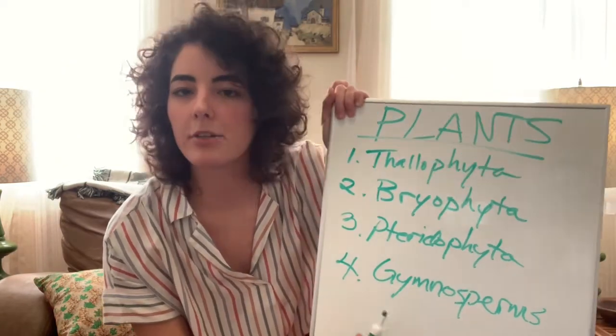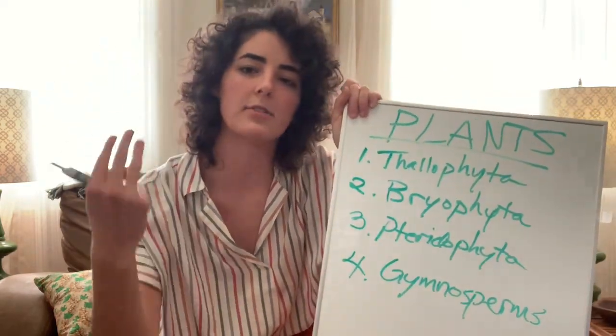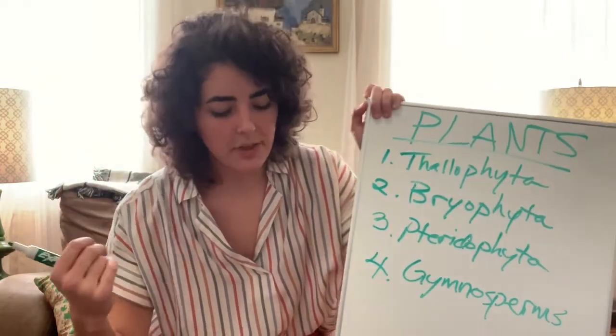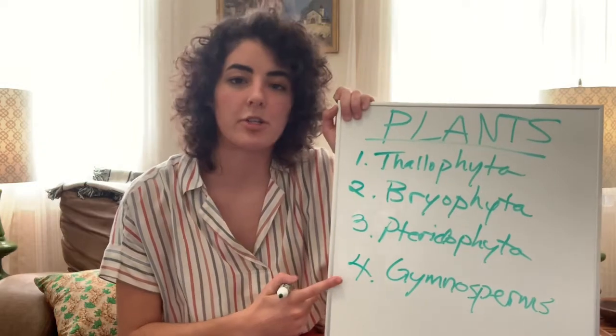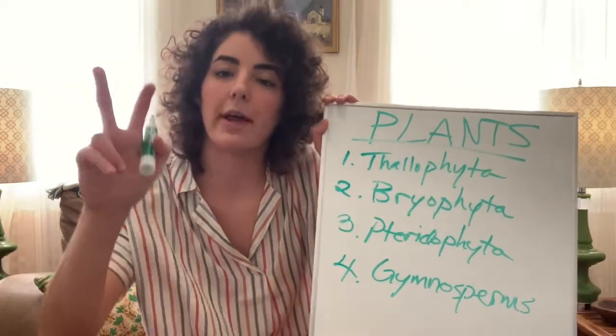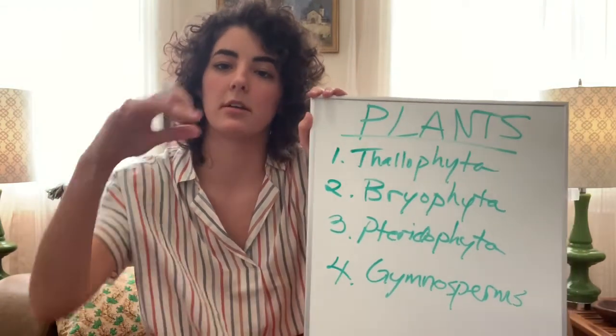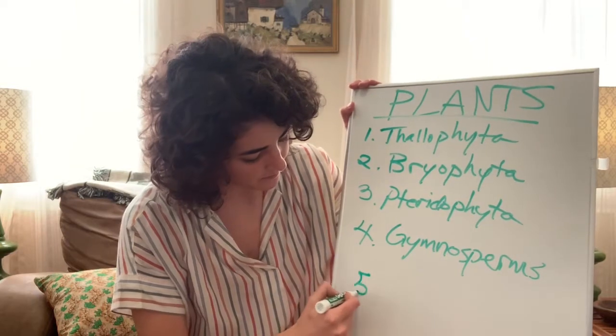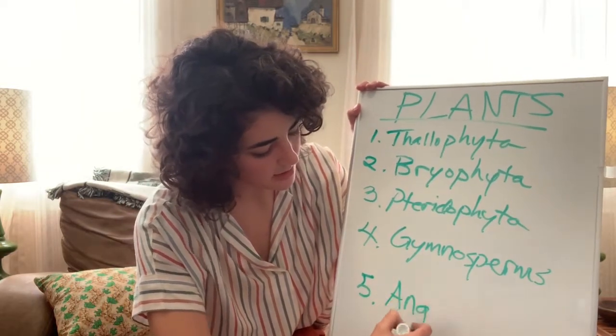And then, number 4, getting into the real money here, we've got the gymnosperms. Gymnosperms are like pine trees. They're conifers, ginkgos, and their relatives. So these are vascular plants, they have well-defined structures, and they also produce seeds, but their seeds are exposed, which means that they're not covered up by something. What would that something be? Good question.